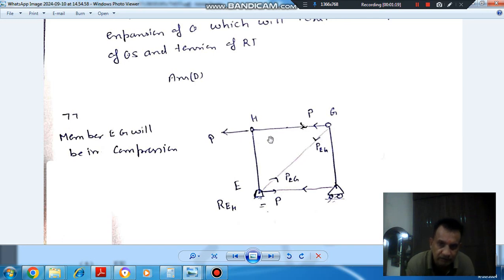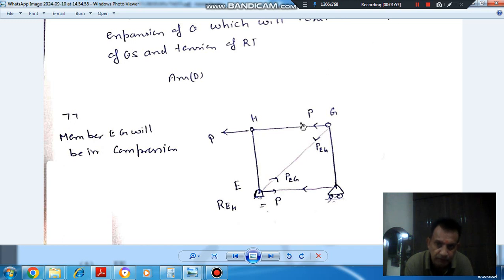Okay, so the answer is this part will be subjected to compression because REH is P. So this is in this direction, the component of this will be in this direction, and the component of this will be in this direction. So it is causing compression. This is the reaction force P, and the action force is this. This is reaction, this is action. So the components of both will make it a compression member.